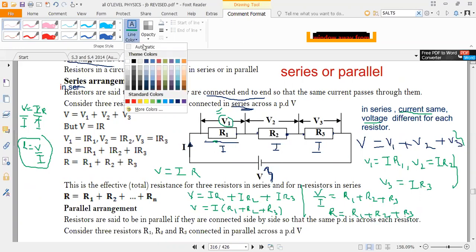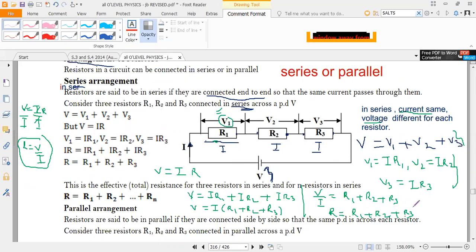So this means that the effective resistance for resistors which are in series arrangement is given by R1 plus R2 plus R3, or we sum up the resistance of each of the individual resistors which are arranged in series. So this is the general equation. If you have n resistors in series, you just add up the individual resistances of each of the resistors which are in series.